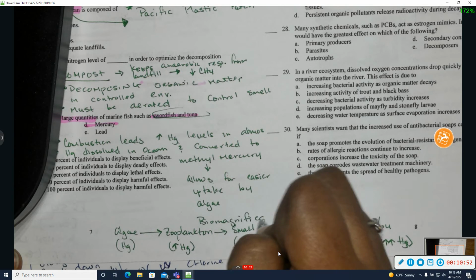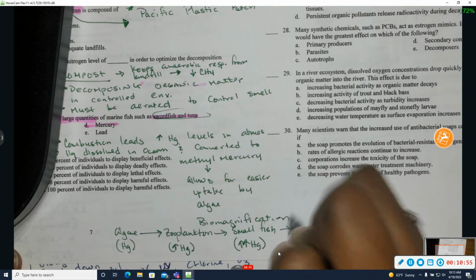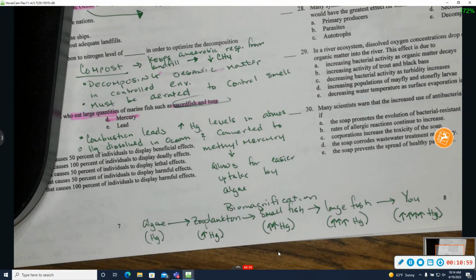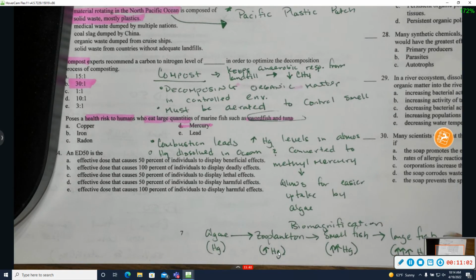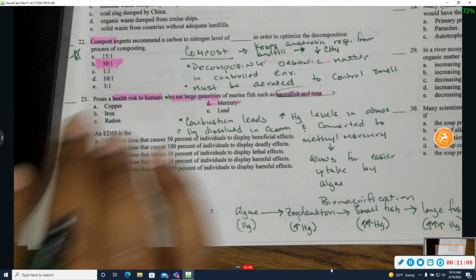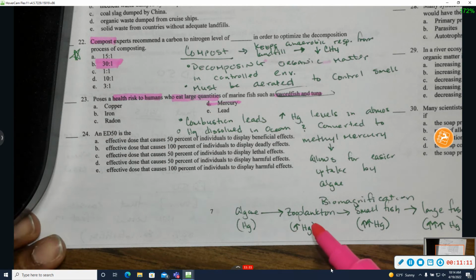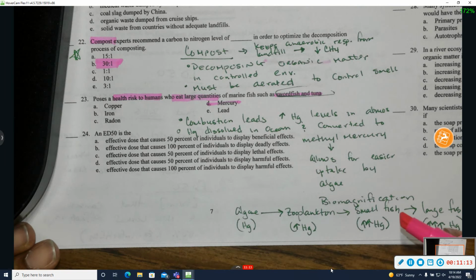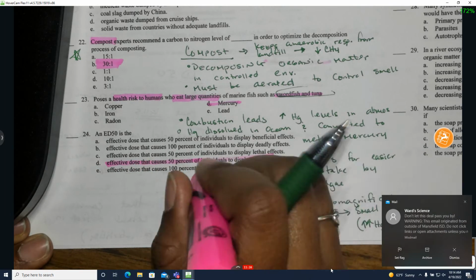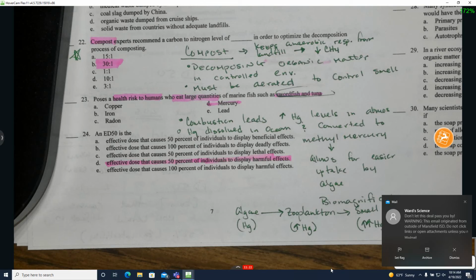Remember, biomagnification is the increase of a toxin up the food chain, which is different from bioaccumulation, which is just the increase of that toxin within the individual organism. All right, so that's why mercury is the answer. ED50, I already answered that earlier. Your answer is the effective dose that causes 50% of individuals to display harmful effects. So that's on the previous page.